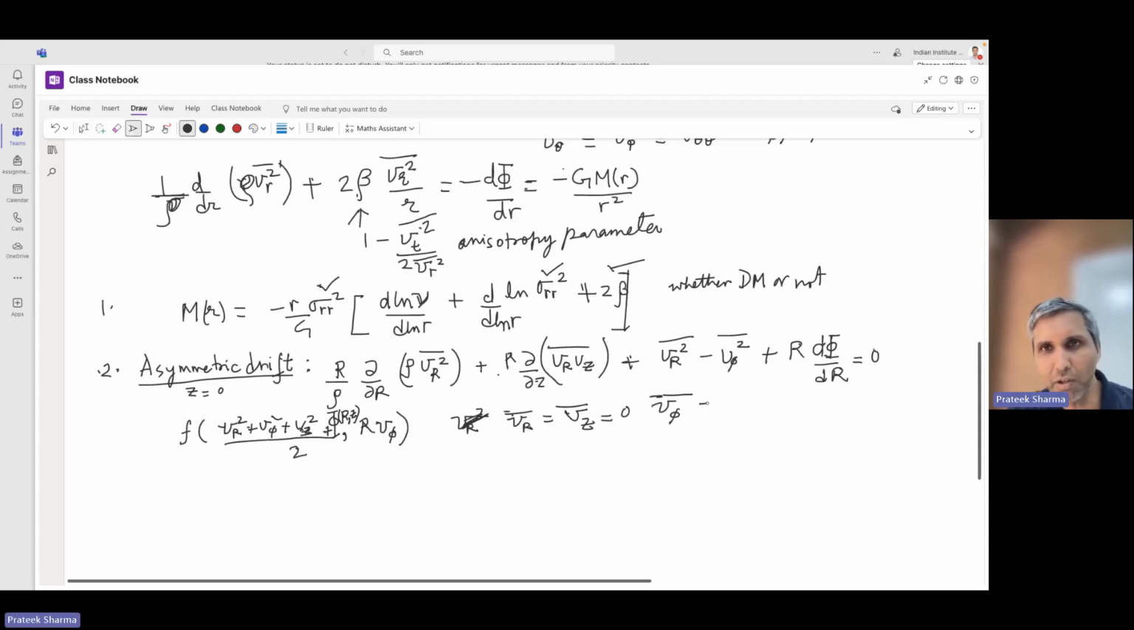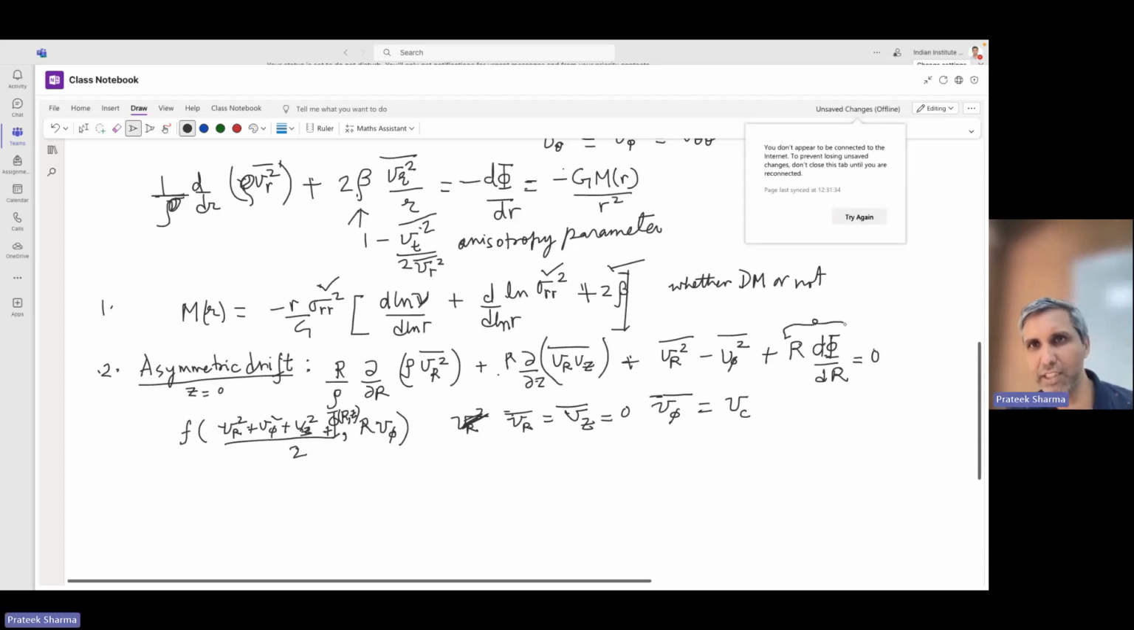So we can actually write v_phi as v_circular. You remember the definition of circular velocity: it's for a test particle which goes in a circle in a given gravity. So this term is actually just g, right?